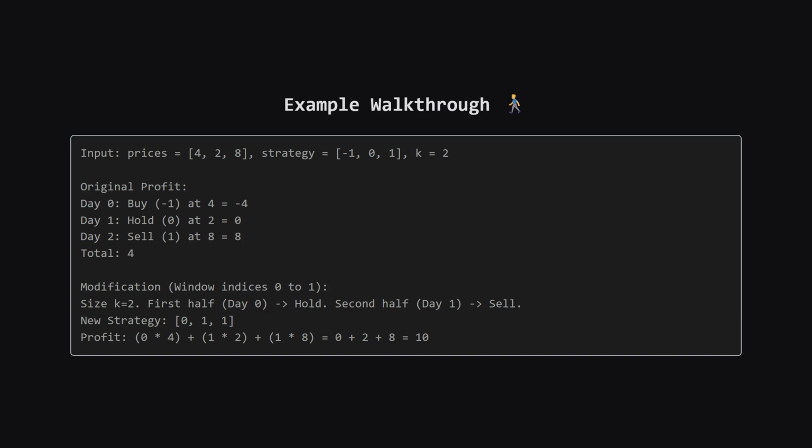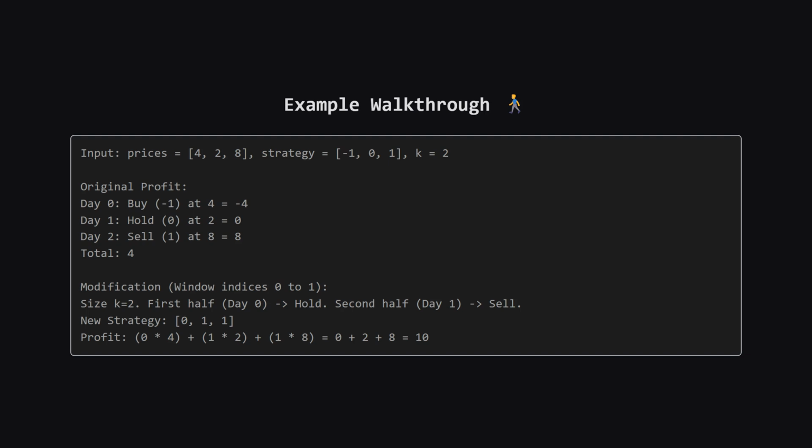Let's walk through an example to make this concrete. We have prices 4, 2, and 8. Our strategy is buy, hold, sell. K is 2. First, let's calculate the profit without doing anything. We buy at 4, that's -4, hold at 2, that's 0, and sell at 8, that's +8. Total profit is 4.